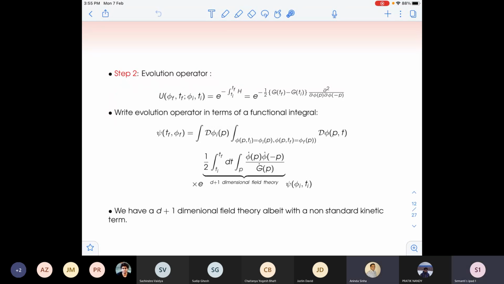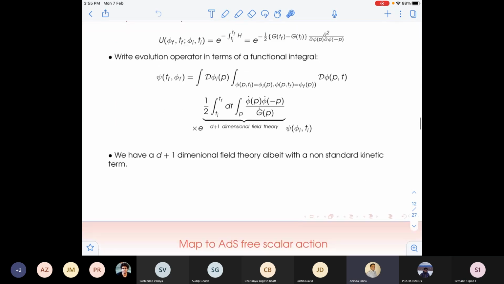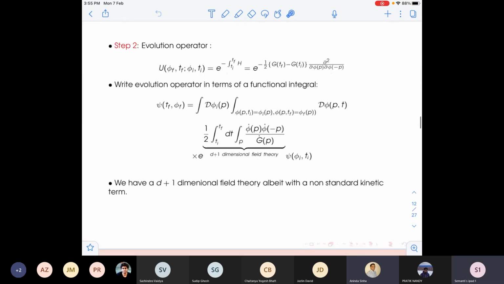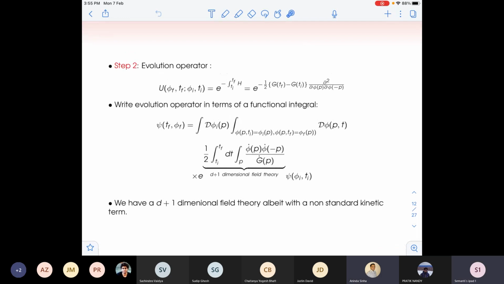I mean, in the evolution operator, can I ask you a question? In the evolution operator, yes. Usually there is time ordering. There's a time-ordered exponential of minus integral from Ti to Tf. So why don't I see a time ordering here? So time ordering means, this time ordering can have some boundary terms maybe.